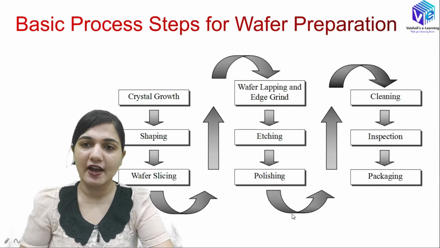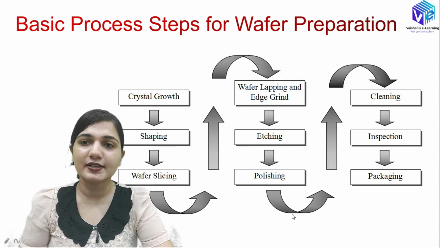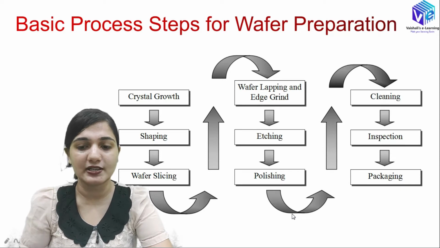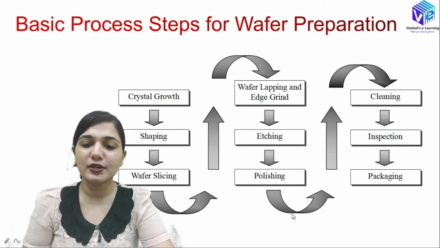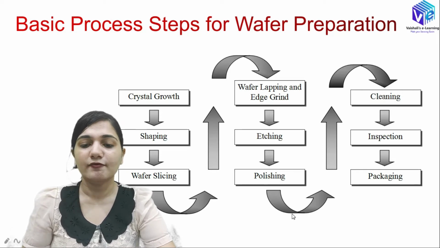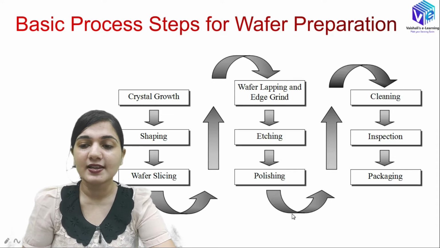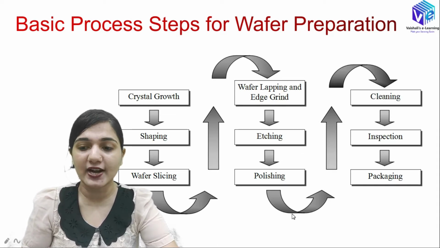First of all, we have the crystal growth. We have talked about the three techniques for the crystal growth: the Bridgman technique, the CZ technique, and then the floating zone technique. After the crystal growth, we will be doing the shaping operation. We have the wafer slicing. We will be slicing the wafers. Then we will be using the wafer lapping and the edge grinding.